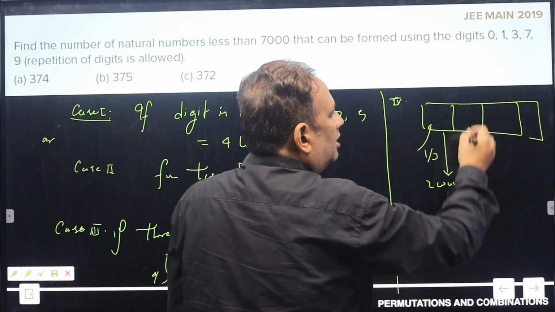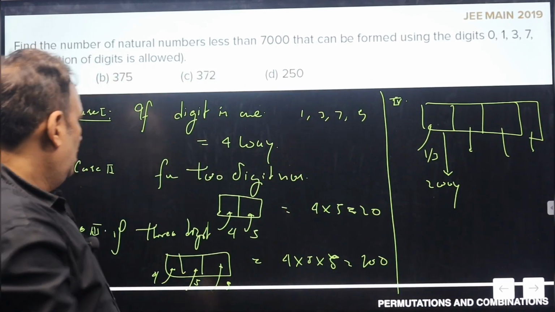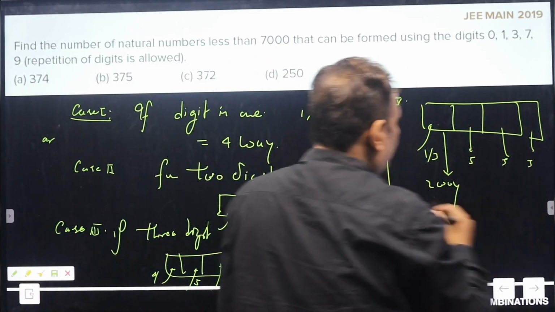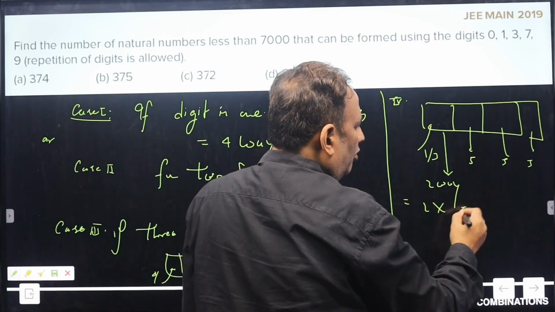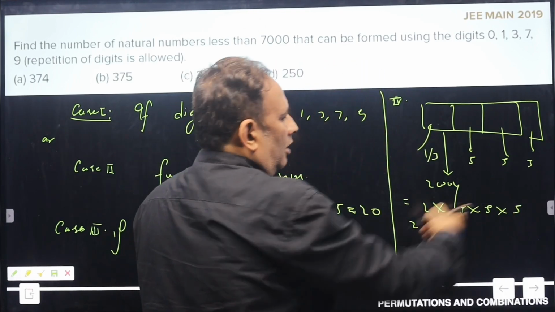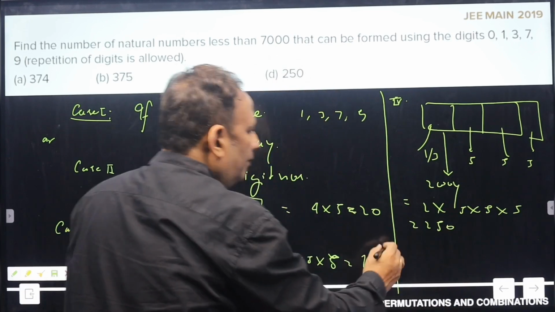And for the other places, 0 we can use. Again, 5 ways and 5 ways. So total number of ways for 4-digit numbers is 2 into 5 into 5 into 5. That is 125 into 2, 250 ways.